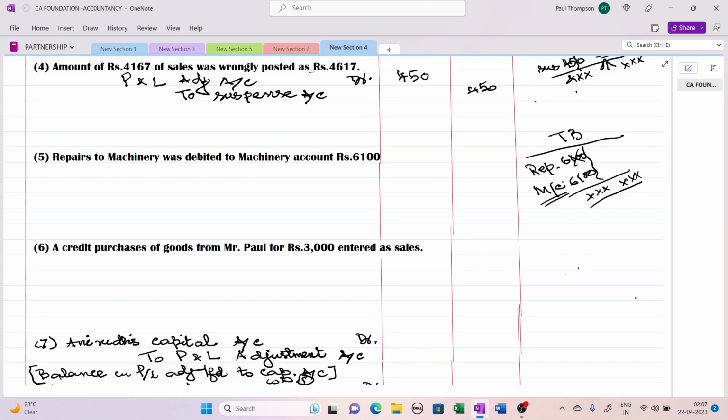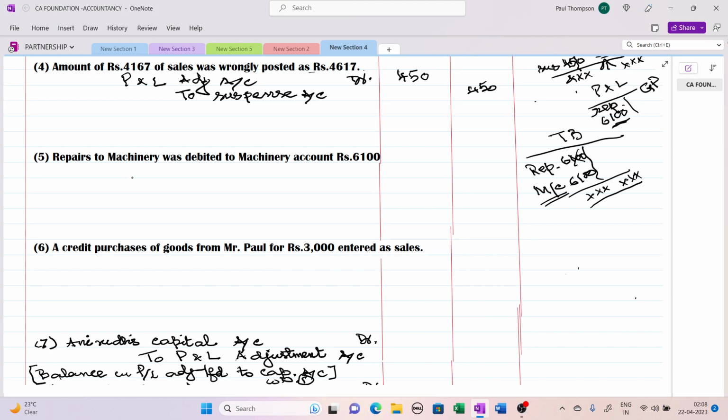Okay, so now I found out the error. Repair being a nominal account, this will appear in my PL account on the debit side. Repair will appear on the debit side. What will this do? This will reduce my GP. So my NP will come down by 6,100, which ultimately got credited to capital account. Now excess credited to capital account is 6,100. That has to be reduced from the capital account.